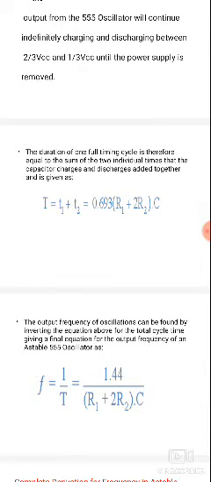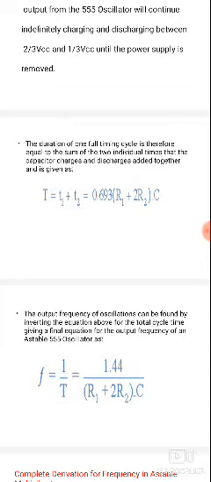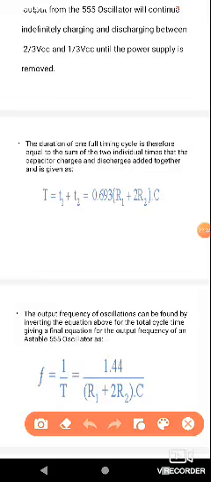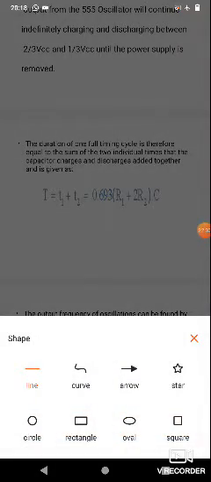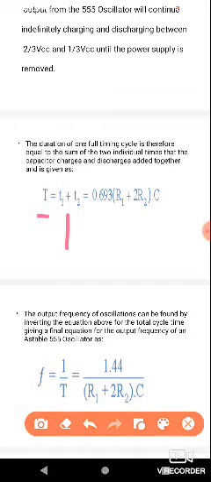Next, the duration of one full timing cycle is equal to the sum of two individual times, that is, the capacitor charging and discharging times added together. T is the total duration. The total duration depends on the capacitor charging time and also on the capacitor discharging time. The total time period T is equal to T1 plus T2. T1, which we just discussed, is equal to 0.693 into R1 plus R2 into C. T2 is equal to 0.693 into R2 into C.